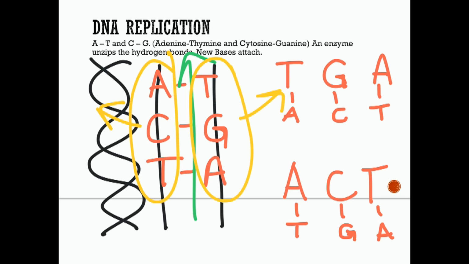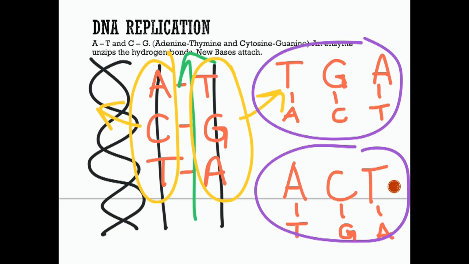They will twist back up into their double helix form. And now notice you have two identical strands of DNA. DNA replication. So now both new cells will know what to do.